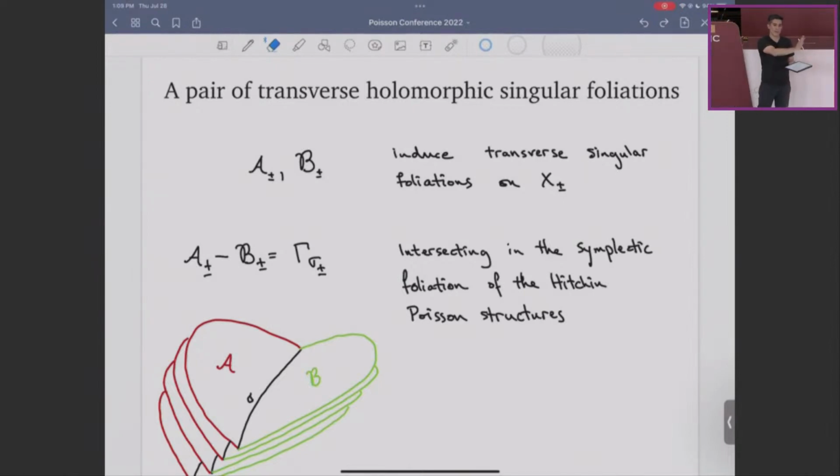Yeah, sorry, this wasn't my question. What do you mean by A plus minus B plus? Oh, sorry. This is the intersection of the two Dirac structures. There's a Dirac calculus.